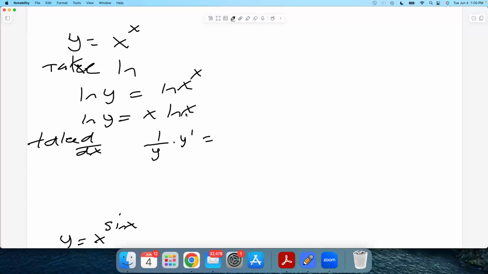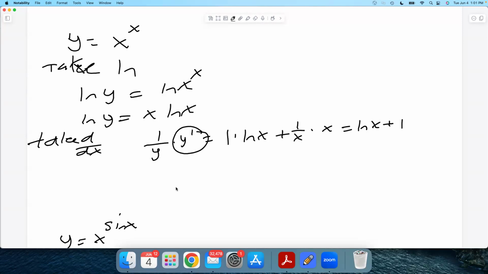Over here on the other side, I've got a product. I'm going to have to use product rule. Derivative of the first times leave the second alone, plus derivative of the second is just 1 over x times leave the first alone. I can clean this up a little bit. That's just natural log of x plus 1 over x times x.